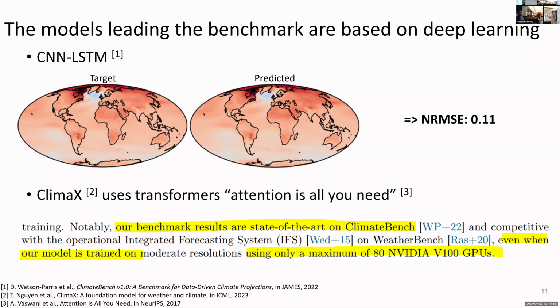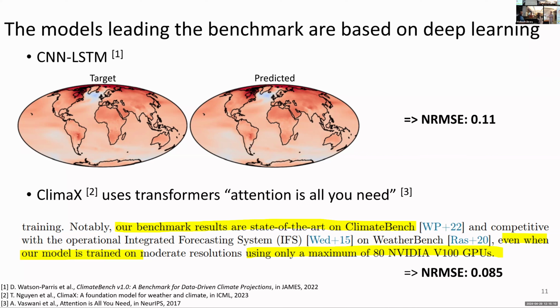That's approximately 360 desktop GPUs that went into this model, and it has 100 million parameters, but at least it was worth it. We have a little bit lower normalized root mean squared error.